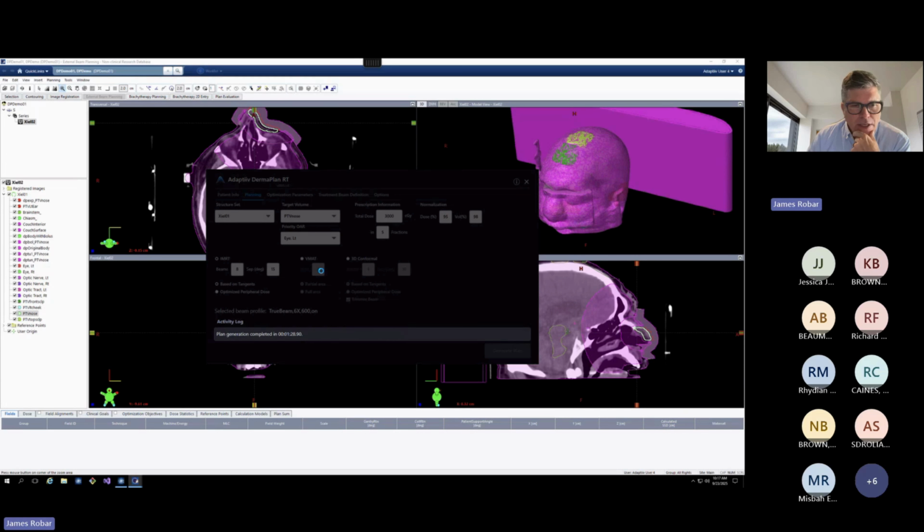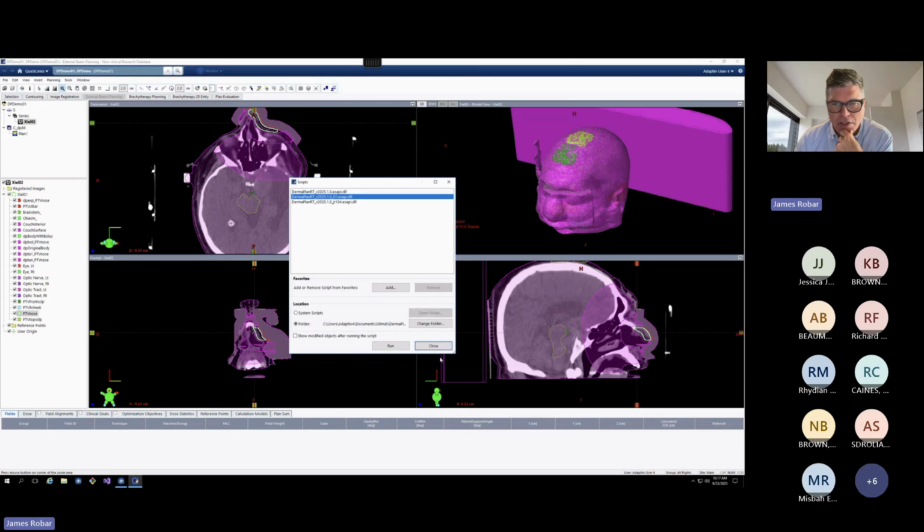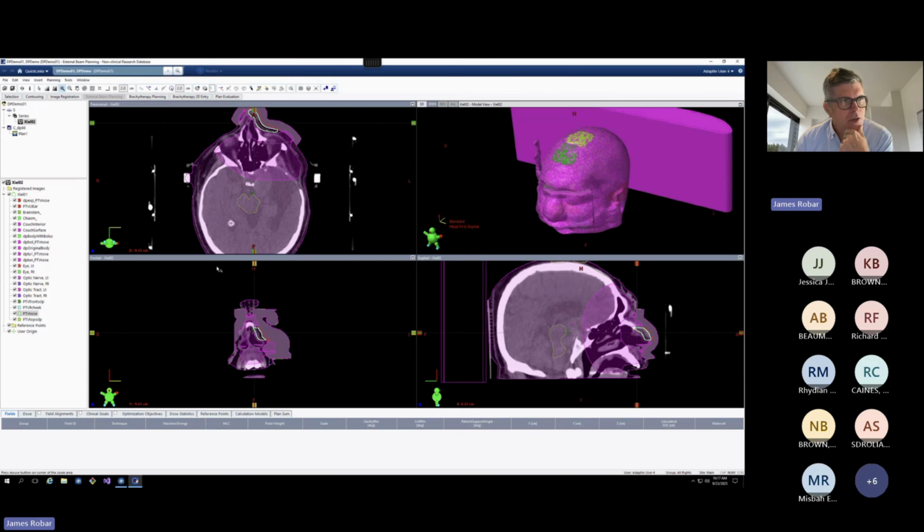So the plan here is we'll have a look at this completed plan. You can see that was about 1.5 minutes, 1 minute and 29 seconds here. A few reminders to finalize the plan, things that the planner might want to add to it, like tolerance tables and so on. We'll close that, and you can see the planning structures that I was describing: extended PTV, a bolus.